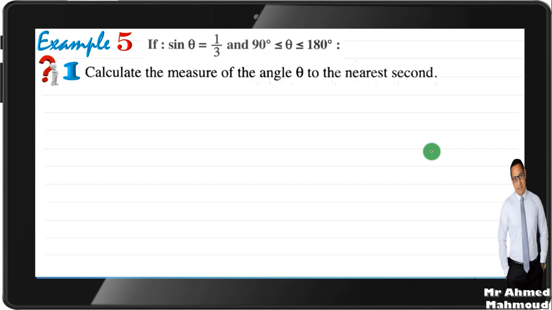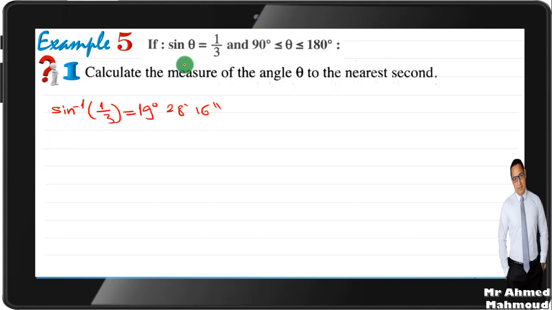Sine theta equals 1 over 3 and theta is between 90 and 180, so it is in the second quadrant. Number 1, calculate the measure of angle theta to the nearest second. Okay, first shift sine 1 over 3 equals 19 degrees 28 minutes and 16 seconds.